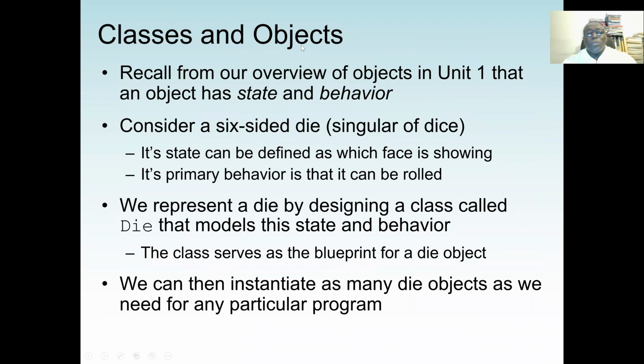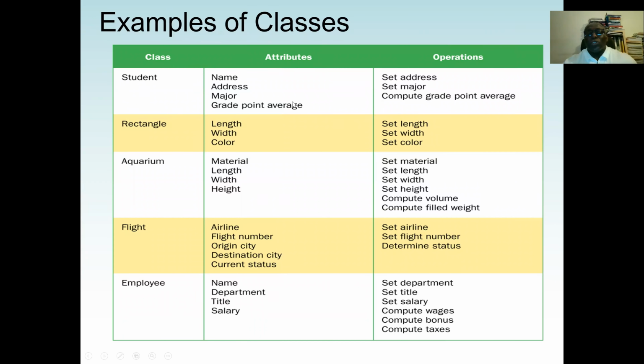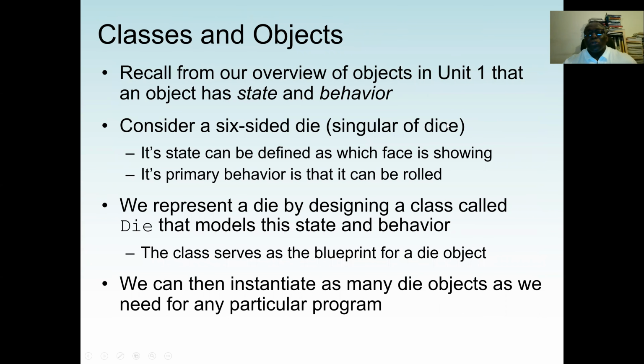So classes and objects. We should recall from our overview of objects in Unit 1 that an object has a state and also behavior. And as we mentioned earlier, the state, in this case, will be our attributes, and the behavior again will be the operations. So always a class has these two items, state and behavior.